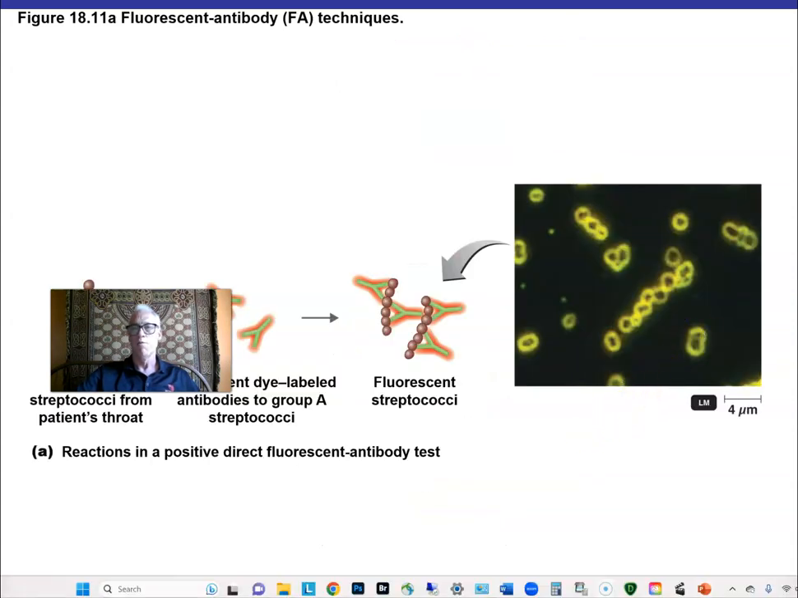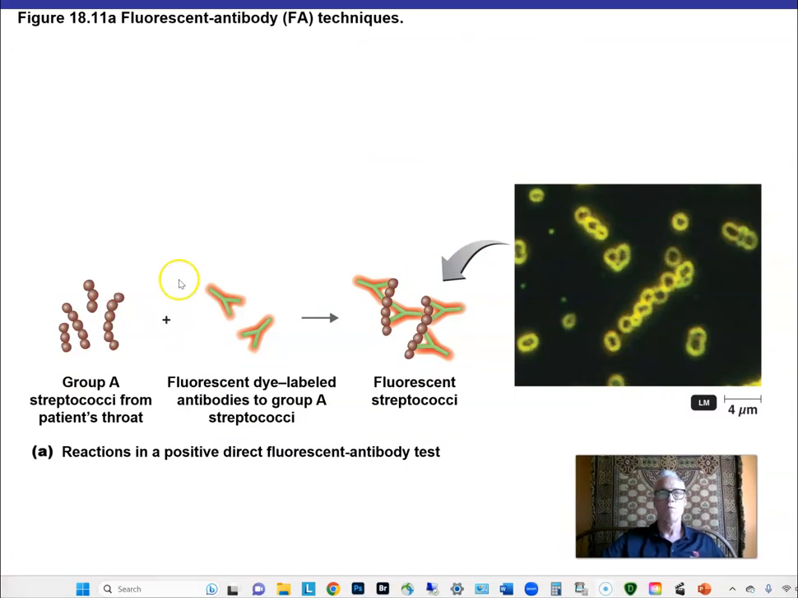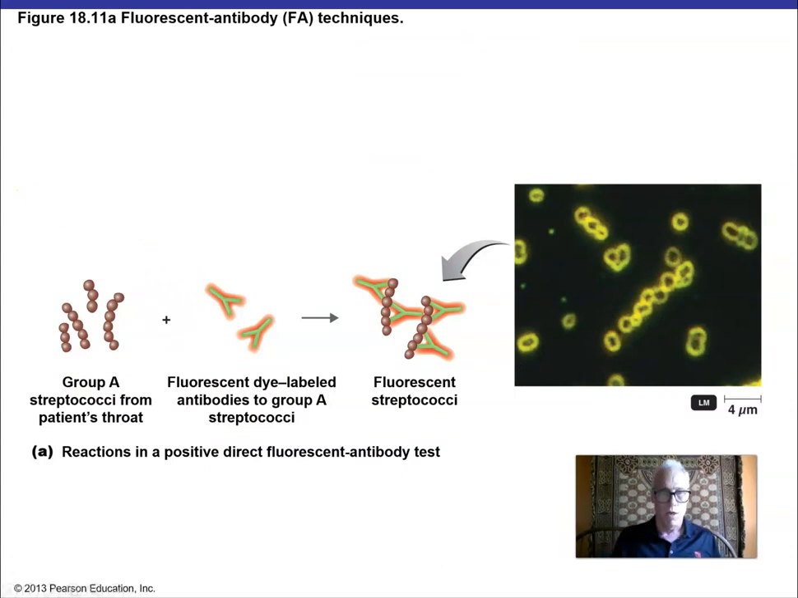A couple of immunofluorescent methods. Fluorescence is a beautiful thing. You can see it very well. We talked about how fluorescence is used to increase the sensitivity and the minimum size, the resolution of microscopic methods. Well, here we have some group A streptococcus from a patient's throat. Mix that together with fluorescent dye labeled antibodies. If the antibody recognizes the strep bacteria, the strep bacteria will look fluorescent.